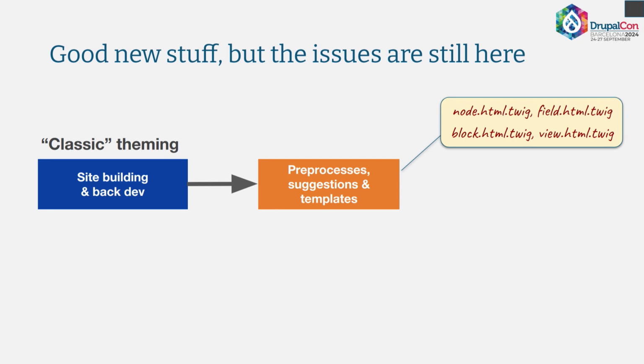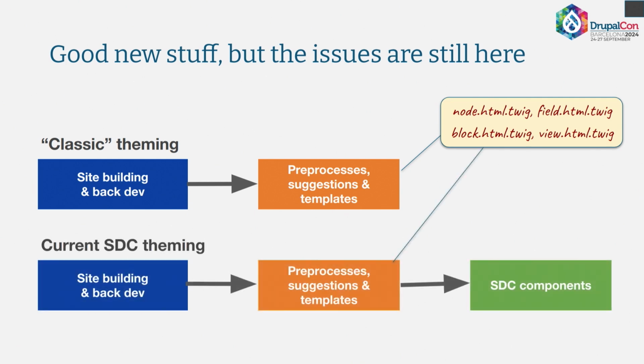This is classic theming. This is theming before SDC. We were doing the business app, with config and with back-end development, and then we were theming what the app was producing, the template. And then those templates have all the issues told by Christian. With the current situation, with SDC, yes, we have the reusable components. They are beautiful, they are useful, they are great. But we still have the bad part in the middle. We still have those templates we want to avoid.